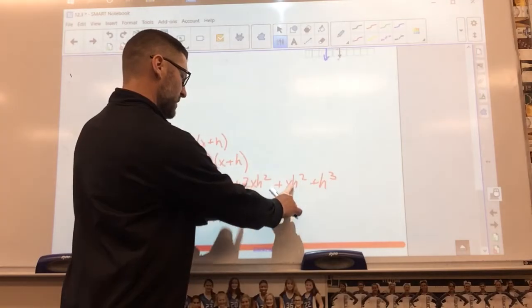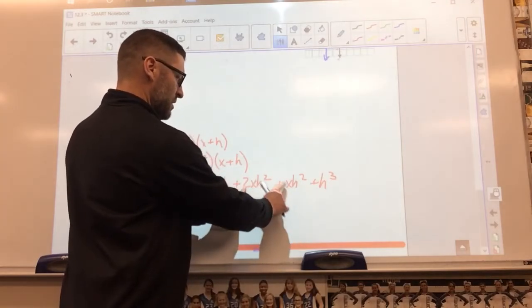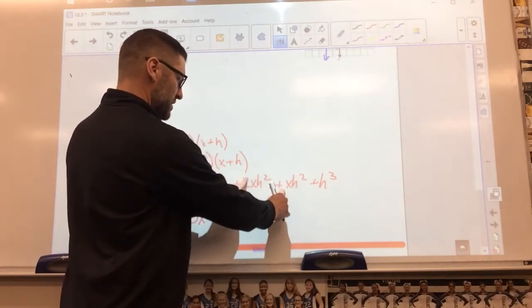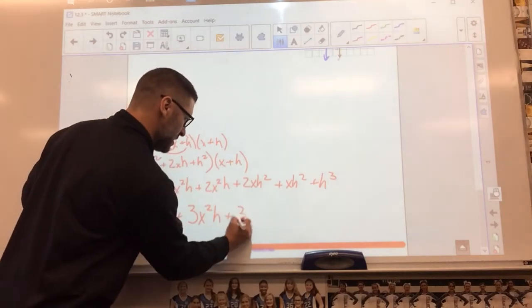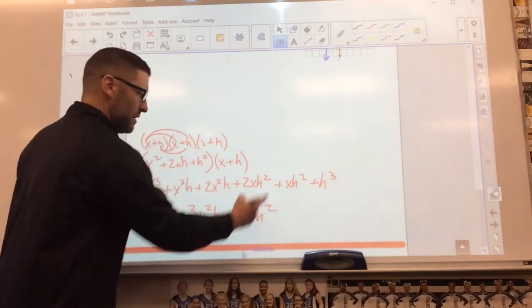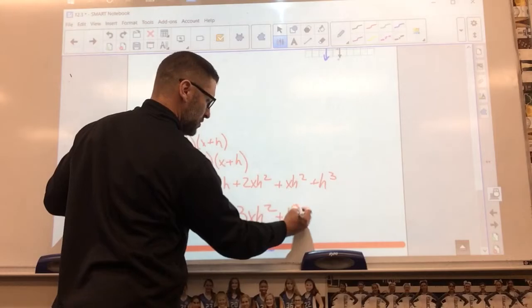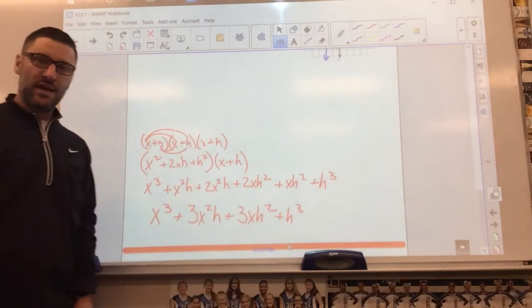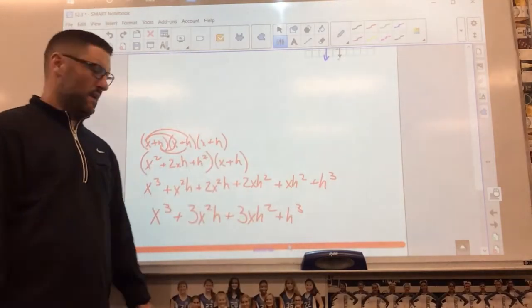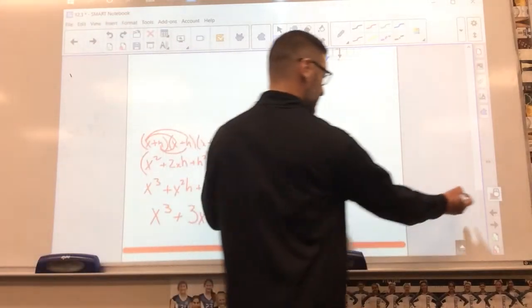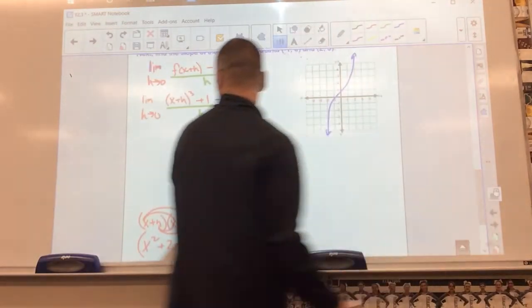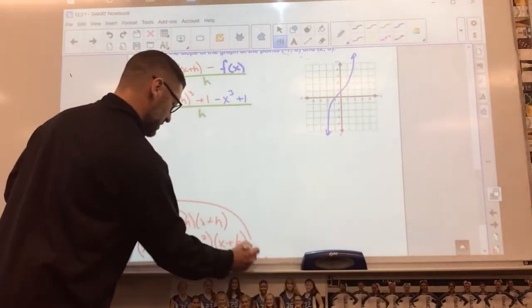And I got these two. I got 1 there, I got xh squared, I got another xh squared. So there's 1 and 2, so I got 3xh squared. And then I have h cubed. And that is the value that I need to plug in up there where I had that thing. So let's go back up here. I'm going to draw a line here.